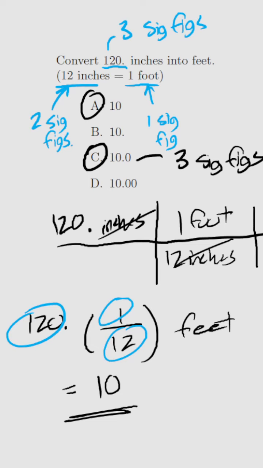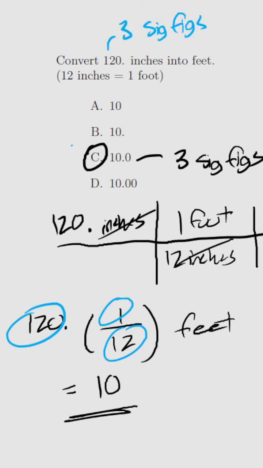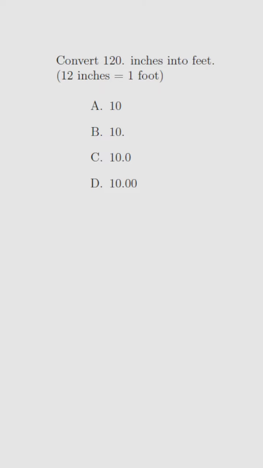Well, here's the thing. The only real measured value in our problem is going to be 120. inches. 12 and 1 foot are not really measured values. This is like a defined value, and this is just something that is always true. 12 inches is always equal to 1 foot, and it's not like we had to measure 12 inches or measure 1 foot. In fact, all conversions are inherently infinite numbers of sig figs.